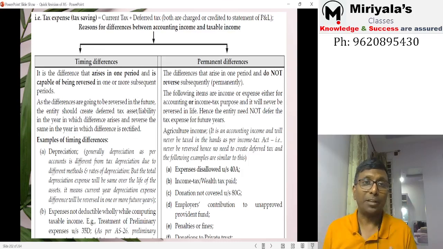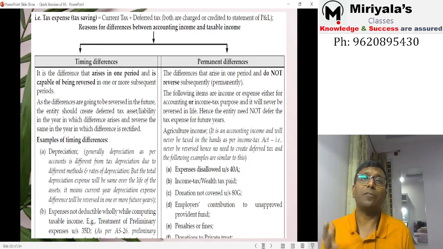So what is the timing difference? Timing difference is nothing but a difference coming in one particular year which is capable of being adjusted or reversed in one or more future years. Then it is called a timing difference. We will recognize a deferred tax asset or liability, I mean basically deferred tax income or expenditure, only for the timing differences.